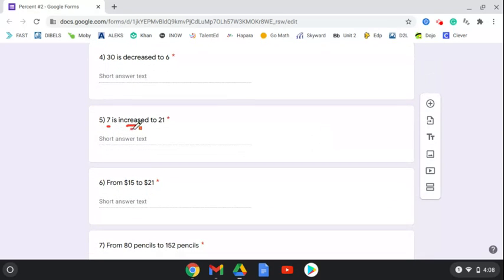Go to number 5. 7 is increased to 21. Okay, so first find your amount of change. Your amount of change would be 21, your larger number, minus the smaller number of 7. And 21 minus 7 is 14. So 14 is your amount of change. And you divide that by the original amount. You started with 7. So 7 is your original amount.